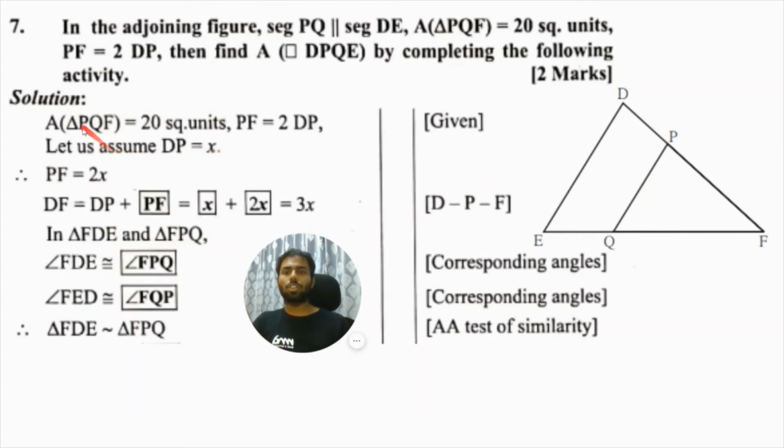So the given was already written in the solution. Area of triangle PQF is 20 square units, that is given. PF is equal to 2DP, that is also given. Both these pieces of information were given in the question. Next, let us assume DP is equal to x. So now put x over here. DP is x, right? So PF will become what? 2x. Why? Because DP is x, PF becomes 2 into DP, which is 2 into x, which is 2x.